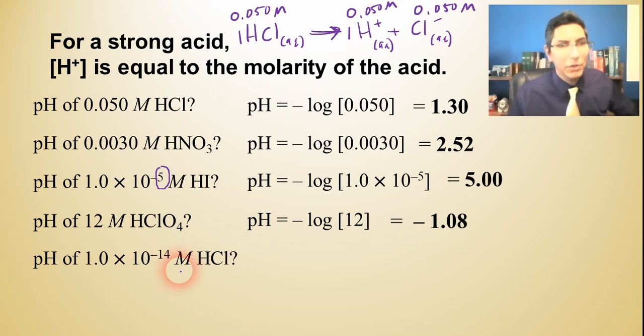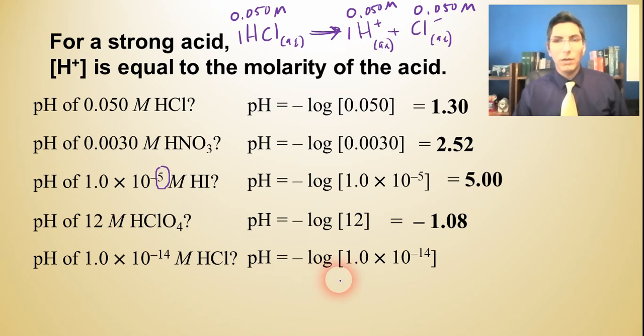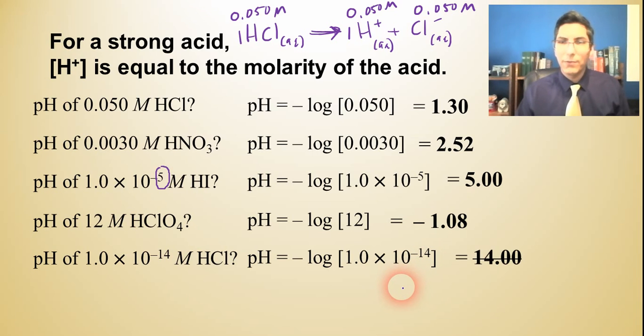What about this last example? The pH of 1 times 10 to the minus 14th molar HCl. Well, you might think that we just take the negative log of that number and find that it's 14. But that sounds kind of funny, doesn't it? 14 is a basic pH, isn't it? And that's not really what we have here. We have an acidic solution, but it's just so dilute. It's been diluted down with so much distilled water that it's practically all water, isn't it?